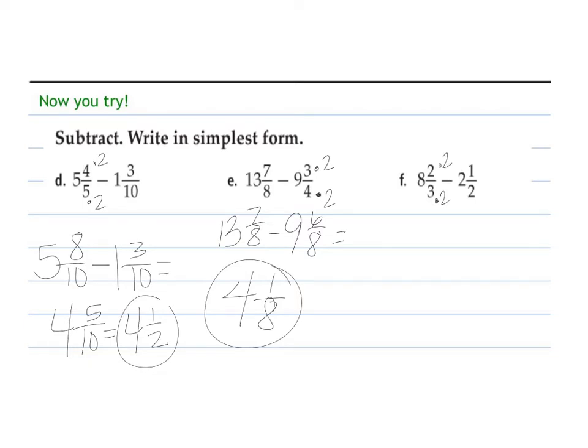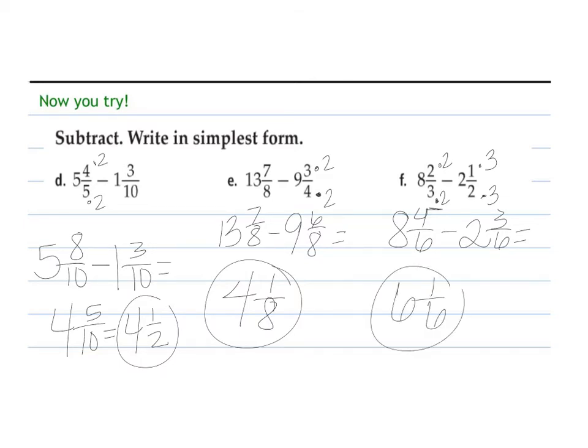And then 3 and 2 can both go into 6, so we're going to do times 2 here, because 3 times 2 is 6, and then times 3 here, because 2 times 3 is 6. So 8 and 4/6 minus 2 and 3/6 would be 6 and 1/6.